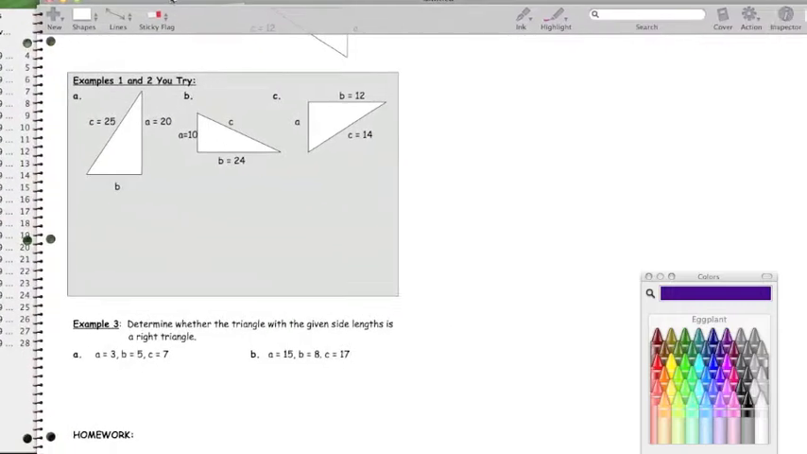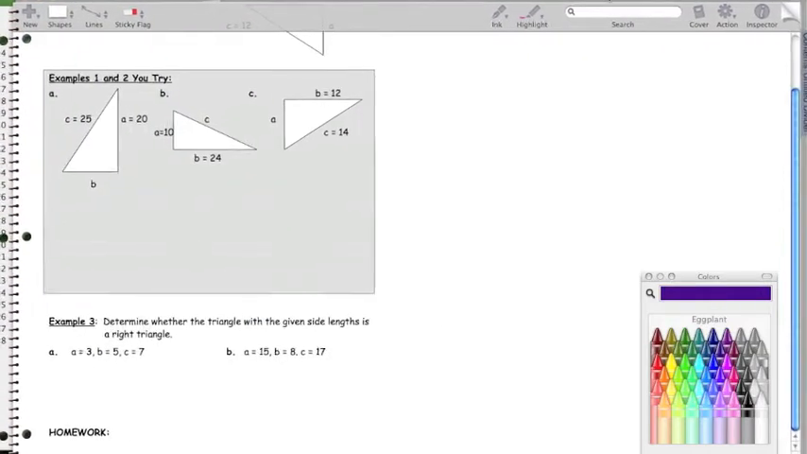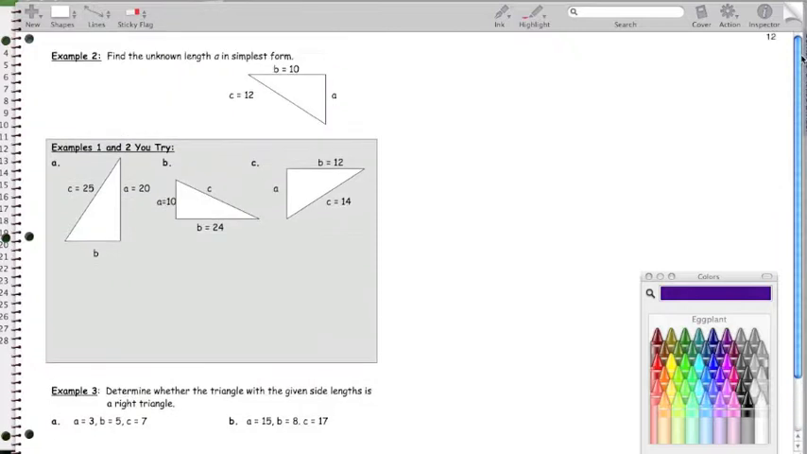They've given us a and b, and we've had to find c. Now let's take a look at whenever we are given b and c and we have to solve for a. So I'll work it out over here. It says find the unknown length a in simplest form. Since it says simplest form, we're going to have to use our list of perfect squares, so you might want to get that out.